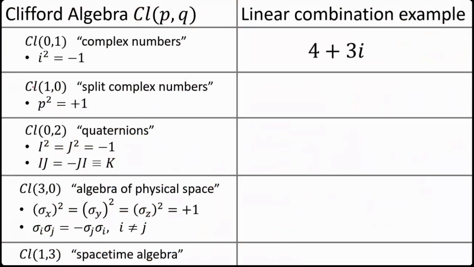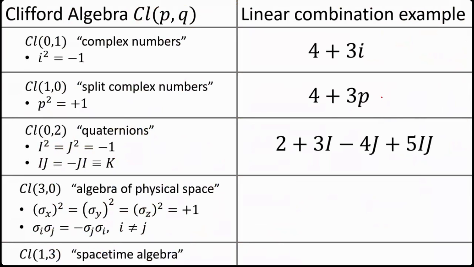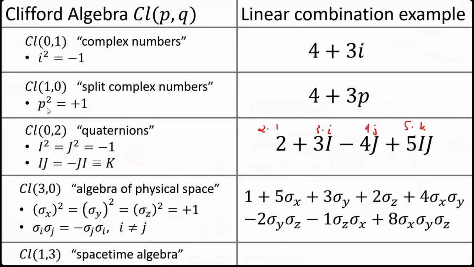Yeah, so I just wanted to make it clear, vectors, bivectors, scalars live together, so you can add them. So, 4 plus 3i, or 4 plus 3p in the split complex numbers. These are the quaternions. Again, you could think of that as i, j, and k, and that's 1, or 2 times 1, 3 times i, 4 times j, 5 times k. I think it starts getting pretty interesting in Cl(3).